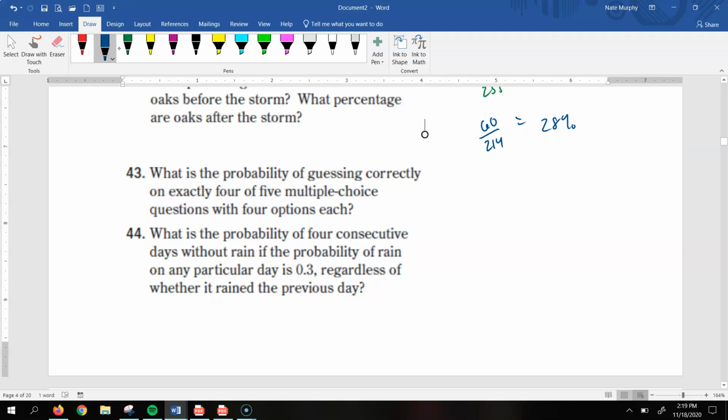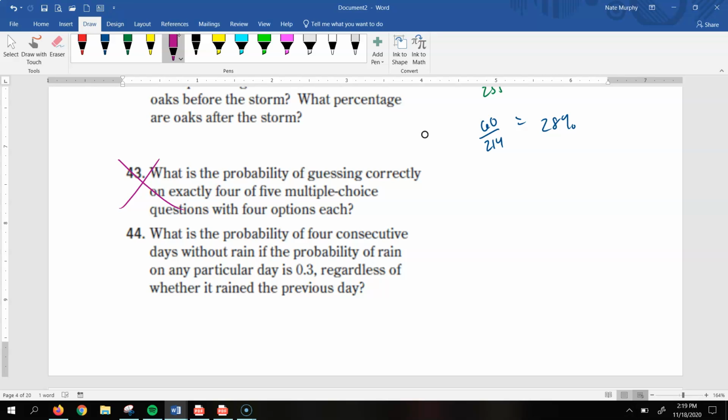All right, so for number 43 here, it says, what is the probability of guessing correctly on exactly 4 of 5 multiple choice questions with 4 options each? Oh, actually, you know what? I remember why I included this one on here. This was one that slipped past me. I didn't read that carefully enough.